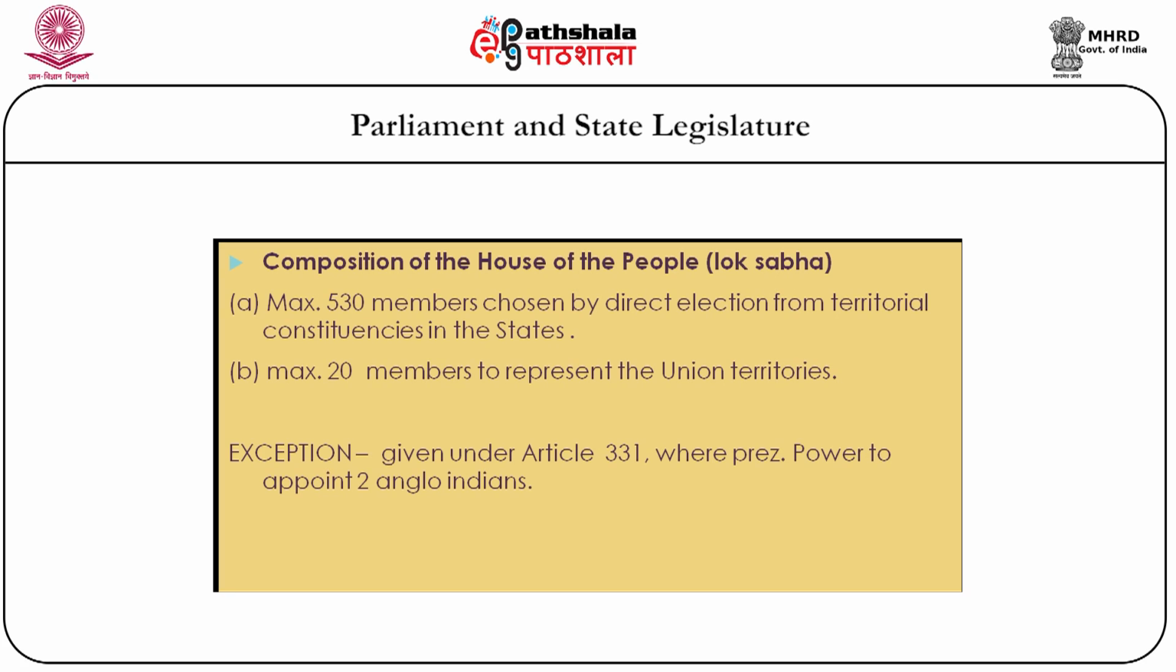And here again, one exception is given in the composition of the House of the People, or Lok Sabha: if the President thinks fit, he has the power given under Article 331 to appoint 2 Anglo-Indians as members of the Lok Sabha.